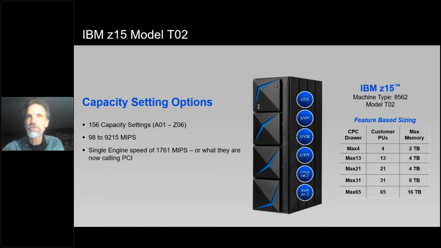We can help you figure that out, but you have a lot of granularity to match a properly configured capacity setting option to your workload requirements, which has always been a nice thing, especially with this lower end technology. The single engine speed is 761 MIPS, or what IBM's now referring to as PCI, so you may see that referred to differently. But basically, as has always been the case, all your specialty engines run at full speed. That single engine speed, just to give you some perspective, is about 23% larger than the Z13S and about 12% larger than the Z14 ZR1.